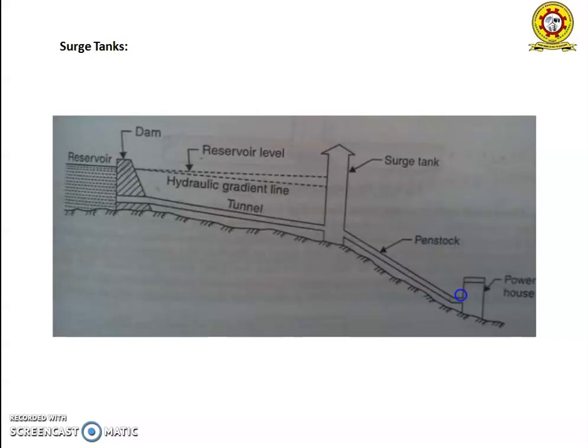In that, the first one is the simple cylindrical surge tank. These are cylindrical in shape and are provided between the penstocks and pressure tunnels. These are not so common these days. The restricted orifice surge tank is a modification of the simple cylindrical surge tank.